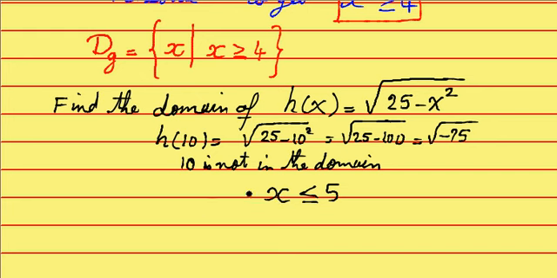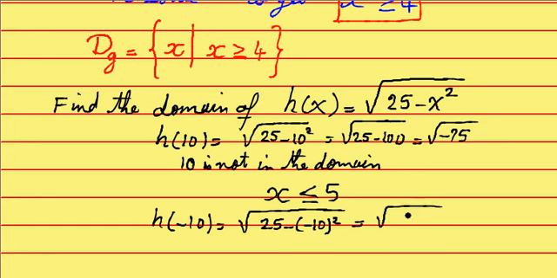Can you figure it out? Can I put any number less than 5? Would that be fine? Can I put in this thing, for example, minus 10? Let's go ahead and see. What is h of minus 10? Well, negative or positive, when you square that input number, you get the same thing. So this is the same problem as we had before, and you get a negative number inside your radical. So you could say minus 10 is not in the domain either.